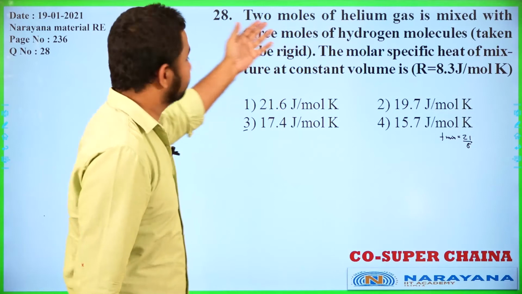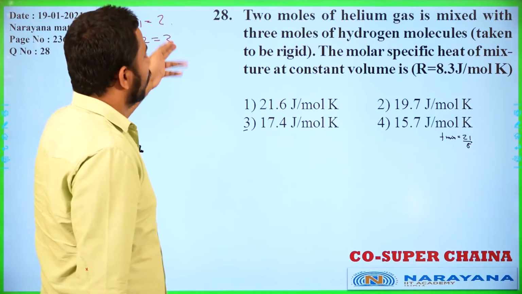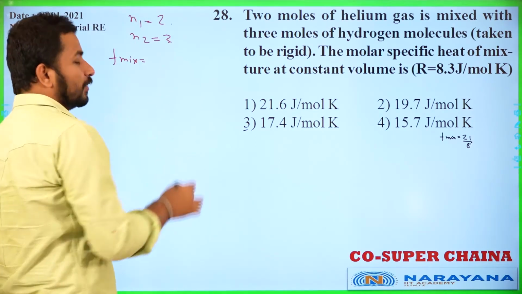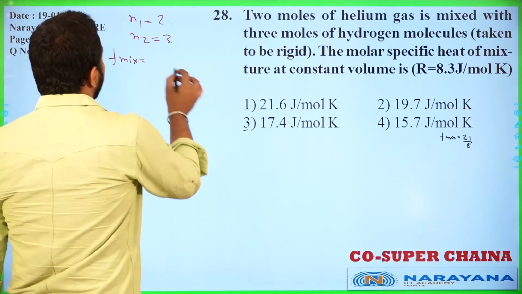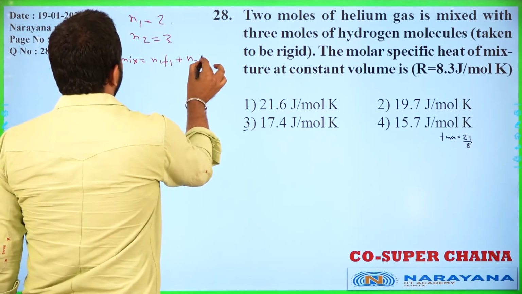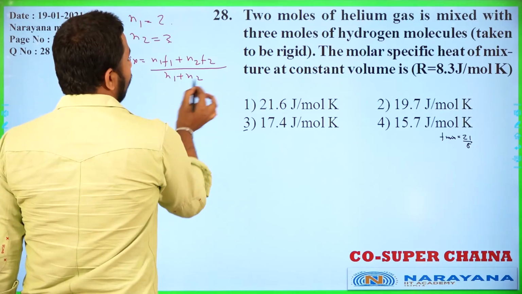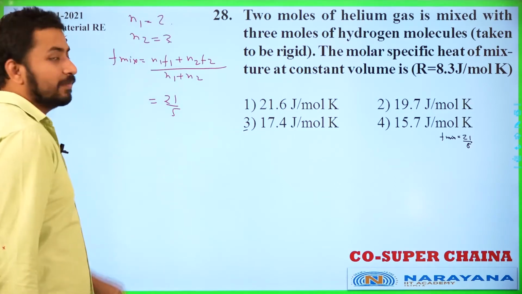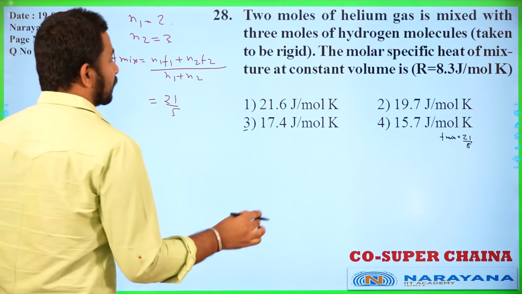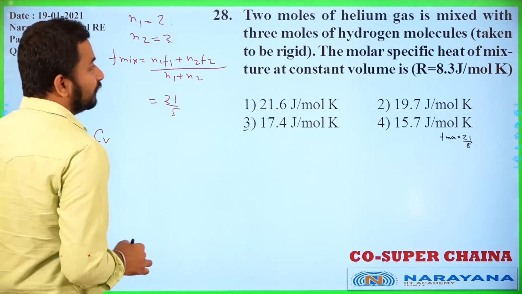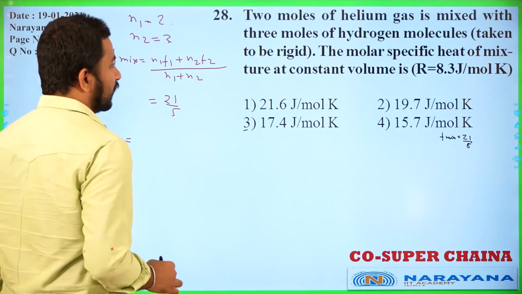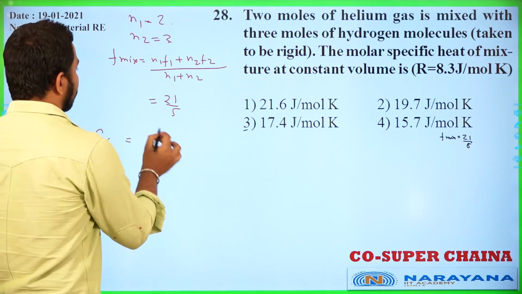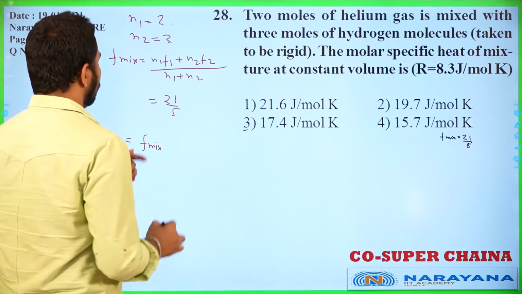Now you know helium is monoatomic and hydrogen is diatomic, so we can substitute the degrees of freedom here. If you substitute N1 F1 plus N2 F2 by this number, we'll get F mixture as 21 by 5. This will be the value of F mixture. Now the molar specific heat at constant volume CV you have to calculate, student. CV value will be this F mixture into R by 2 here.